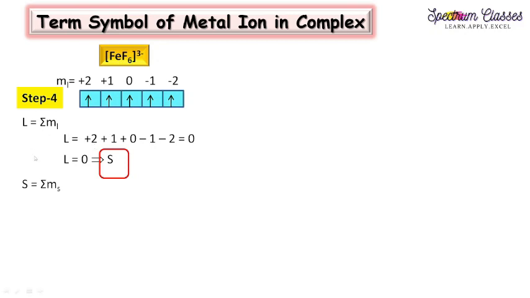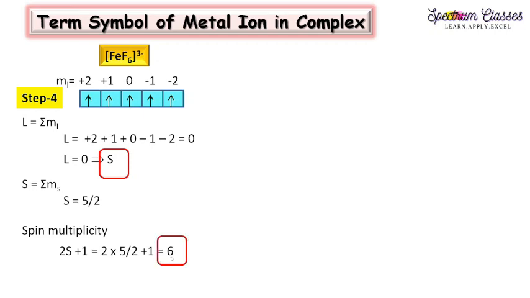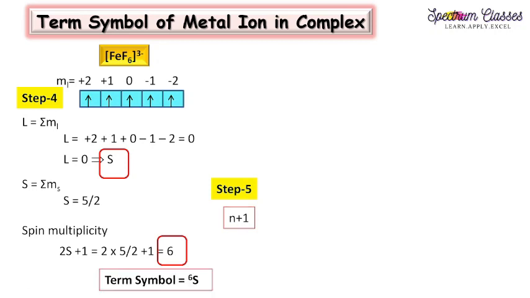Now step number 5, we have to calculate the spin multiplicity. So spin is 1/2, 1/2, 1/2, 1/2, 1/2, which means 5/2. So here capital S is equal to 5/2, and the spin multiplicity is 2S plus 1, which is equal to 6. So the term symbol for this [FeF6]3- is 6S.